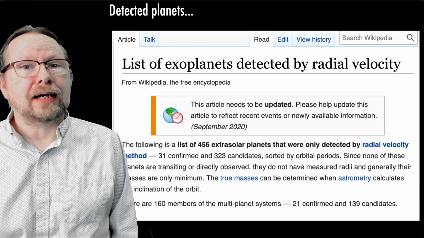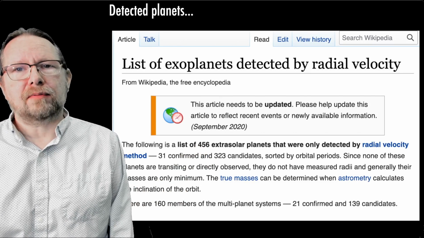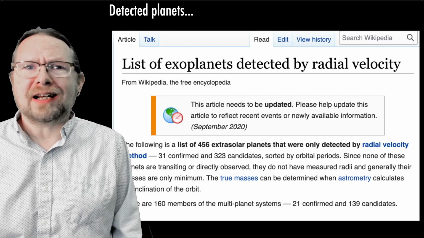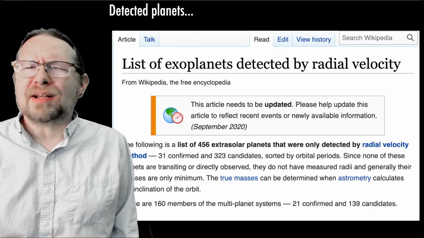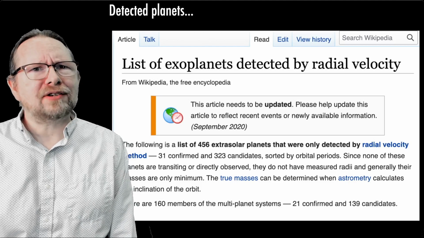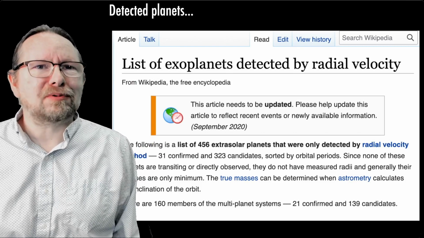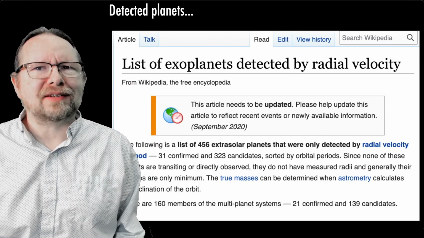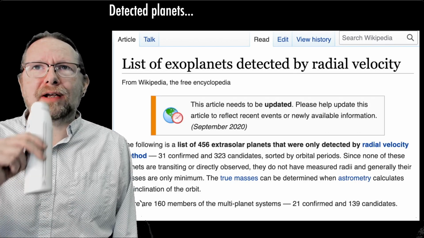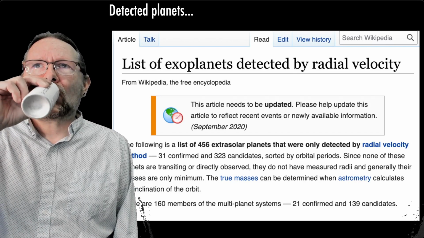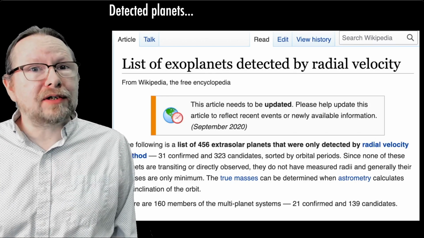But according to this article, there are only about 31 confirmed planets detected using the radial velocity method. So a very, very small list, and it's very, like I said, biased. Is bias the right word to use? The way we use bias in everyday language is a little bit different from the way we use it when talking about scientific results. But this is, let's call it, a very targeted way of detecting planets.